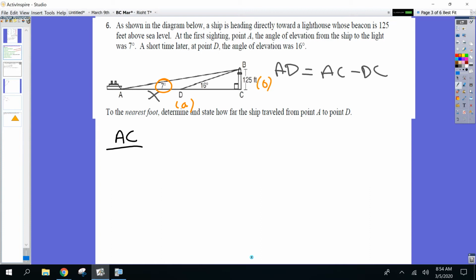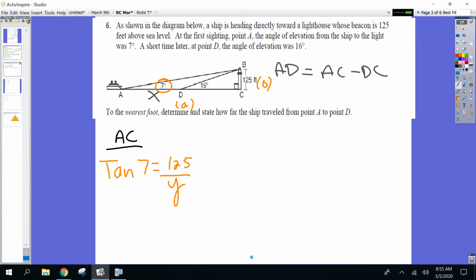Opposite. All right, everyone, what do I use if I have the adjacent and the opposite side? Which ratio? Tangent. All right, here we go. Tangent of, what was the angle you used? 7 equals opposite 125 over adjacent. I'll call it Y because I already threw an X on AD. So everyone all right on how to find AC?